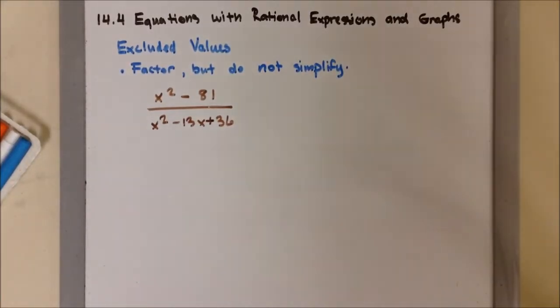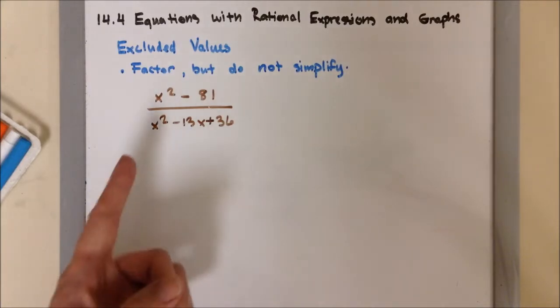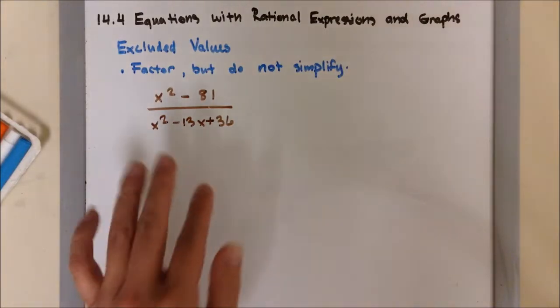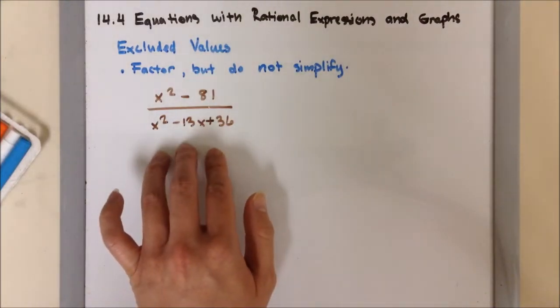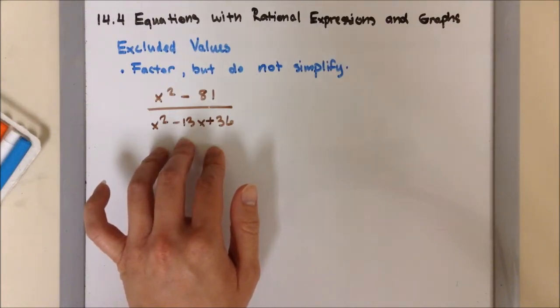In this part, we're going to focus on finding excluded values. What I mean by excluded values is finding solutions or numbers that are not in the domain of the function in this rational expression. And if we're trying to find excluded values, or numbers not in the domain, we're mainly going to focus on the denominator. So I repeat, mainly going to focus on the denominator.